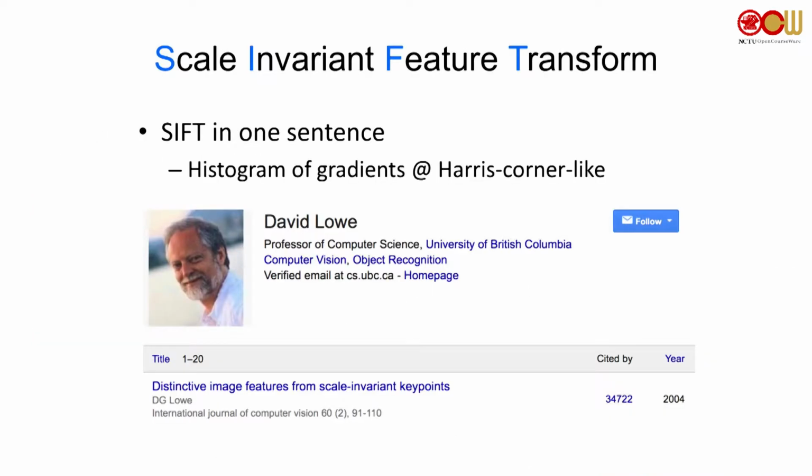We would like to talk about SIFT, the scale invariant feature transform. This is one of the most famous and influential papers before deep learning came out. You could see more than 34,000 citations, so this is one of the classic papers. This is Professor David Lowe, so please remember this guy. He's a giant in computer vision.